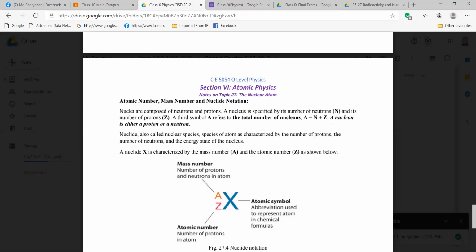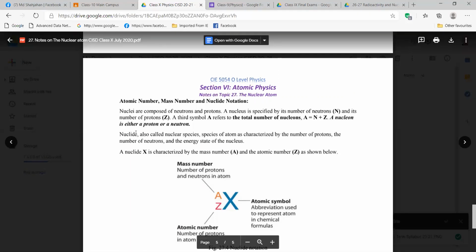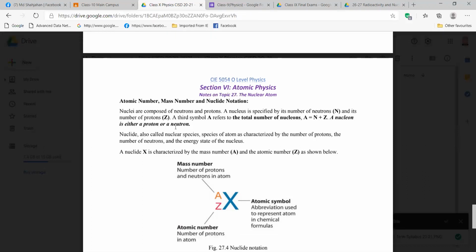A nucleon, as I already told you, stays in the nucleus. That's why it is either a proton or a neutron. So proton and neutron numbers are added. If we add all the neutrons and all the protons, that we call the nucleon number, the total nucleon number or mass number.